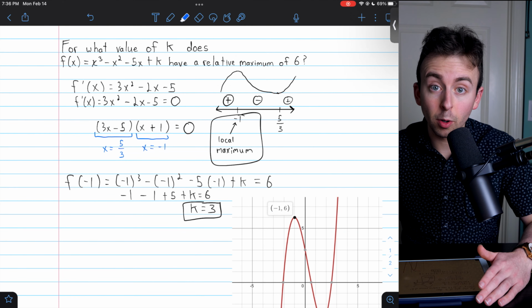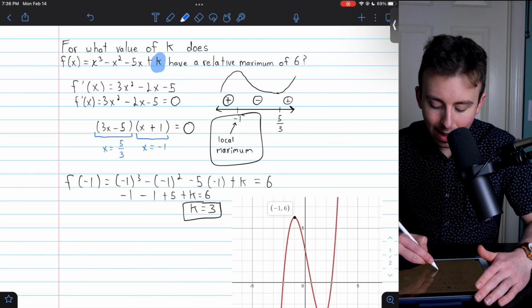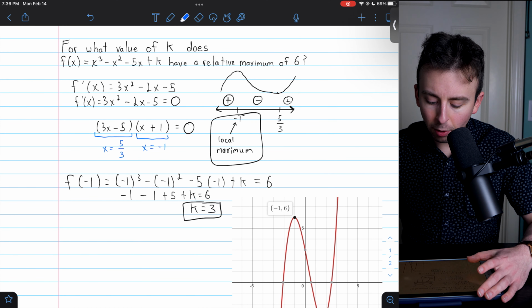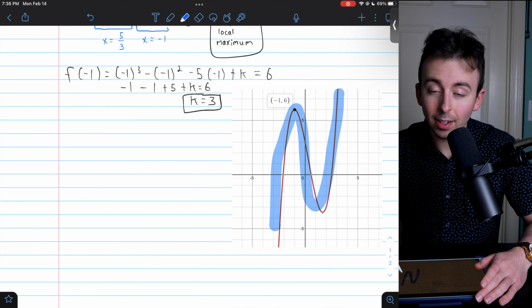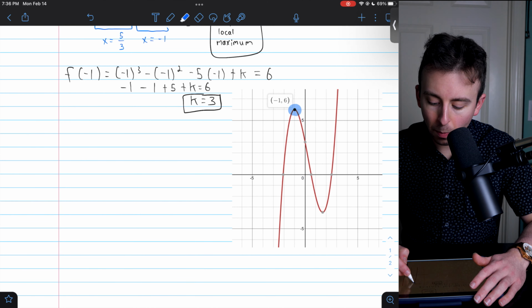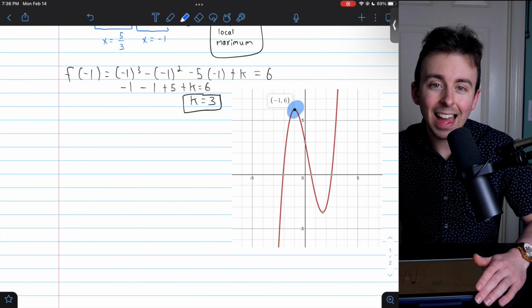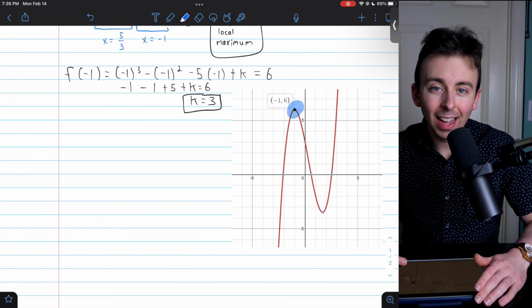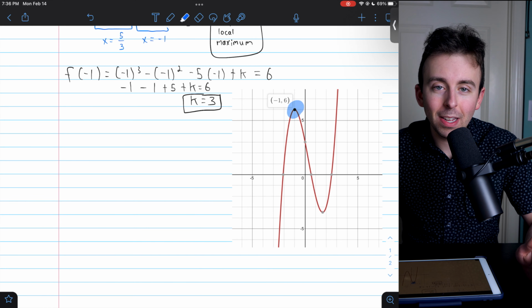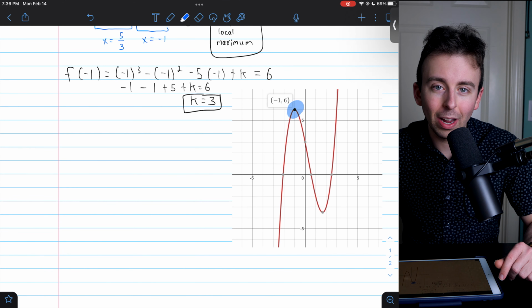And the graph, if you're curious, once we set k equal to 3, the graph looks like this. And as we would expect, we see a local maximum of 6 at x equals negative 1. And that's how you solve this cool AP-style extreme value question.